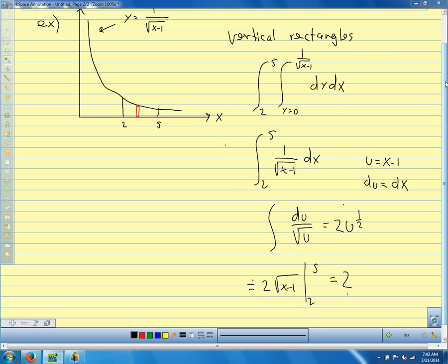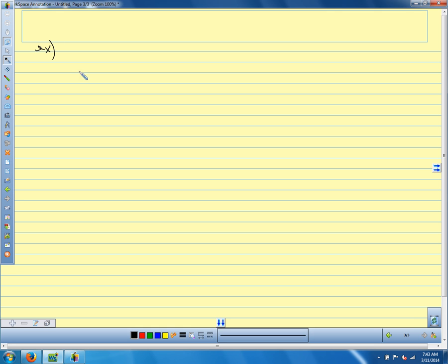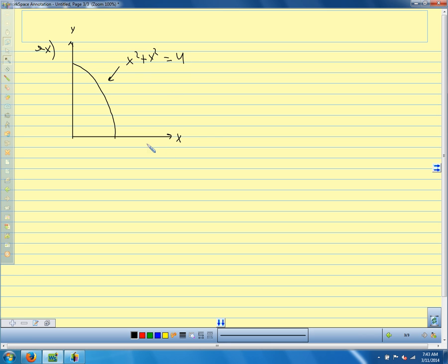So that one's a pretty easy example. All right, questions there? All right, let's look at another one. So here's our region for this example. And this is x squared plus y squared equals 4. And we want the area of that region.